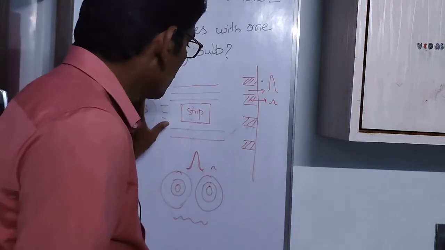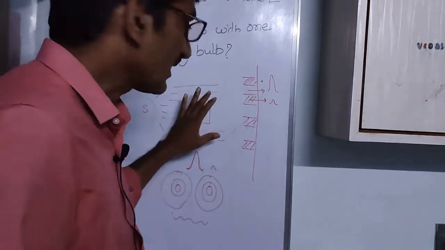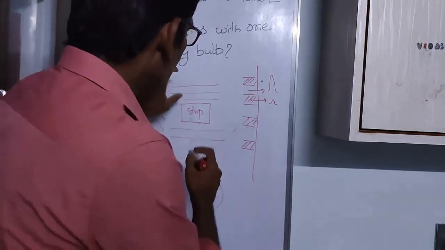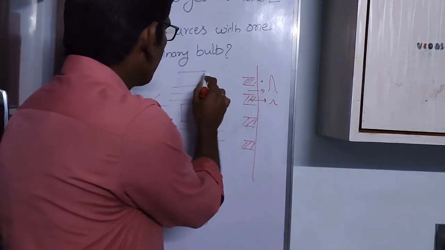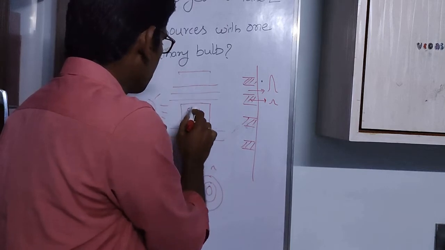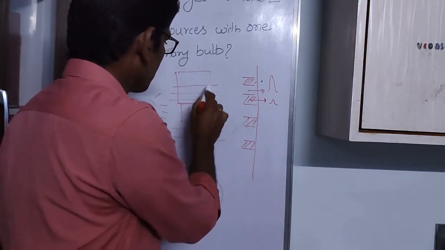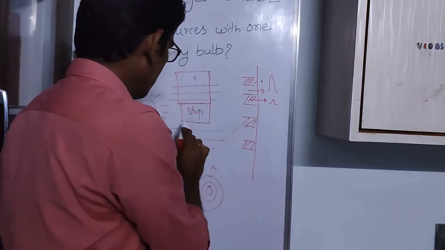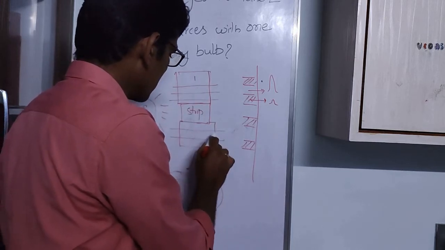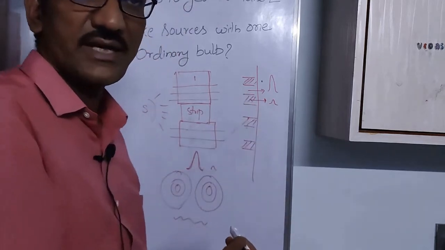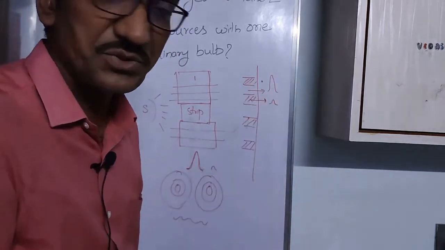See here, what Young achieved is, this portion is behaving as one slit. This portion is behaving as another slit. Say this is slit 1. In this Young's double slit experiment, this upper portion is behaving as slit 1. It is allowing the light to pass through.